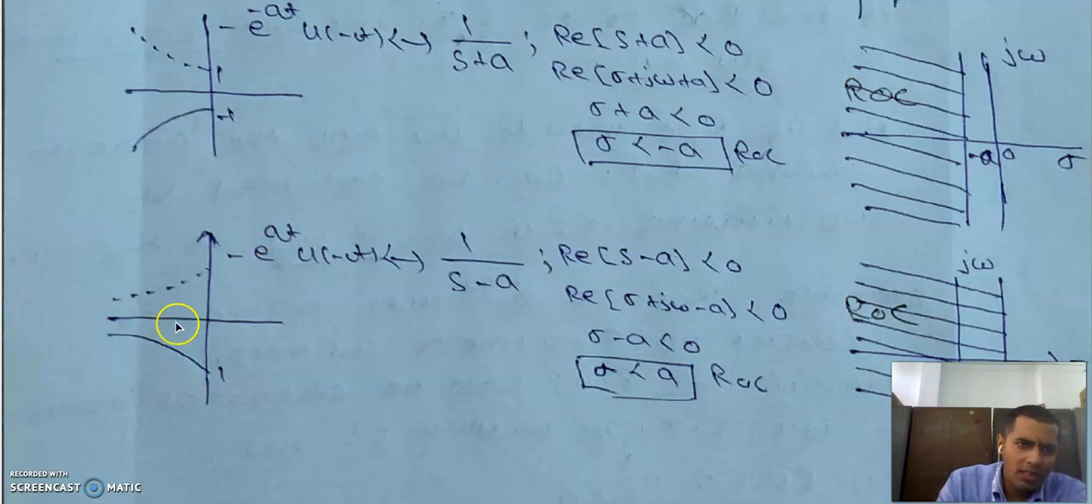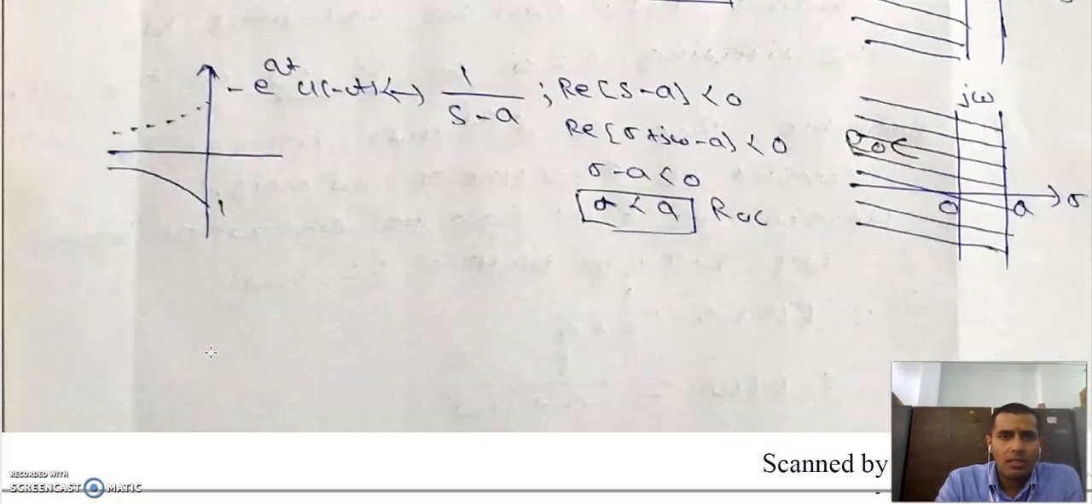Also you can see that this one is stable and this one is unstable. For stability also, from the ROC you can see whether the signal is stable or not. If the ROC includes the sigma equal to 0 line, or j omega axis, then it is stable. If it does not include the j omega line, it is unstable. You can see the next section.